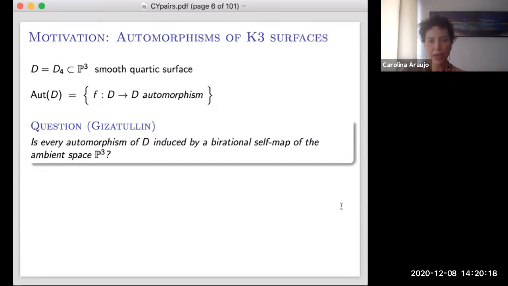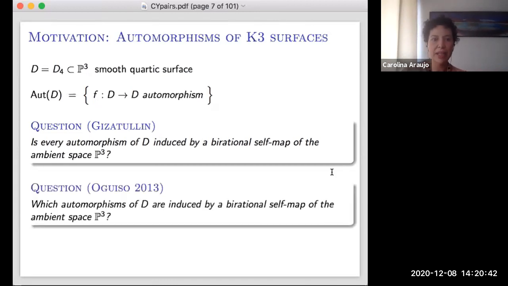So he produced a smooth quartic K3 surface in P3 with automorphism group isomorphic to Z, such that no automorphism is induced by a Cremona transformation of the three-dimensional ambient space. And then he moved on to consider more refined versions of this question, namely, he now asked, which automorphisms of D are induced by a birational self-map of the ambient space?